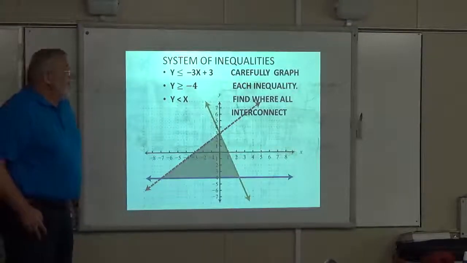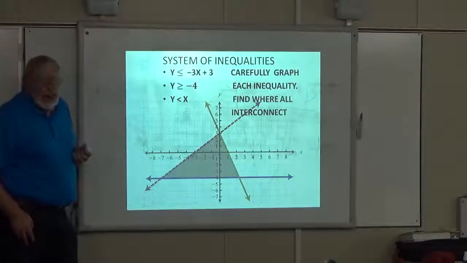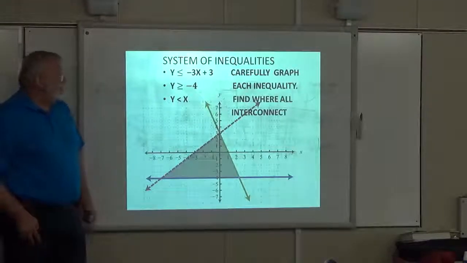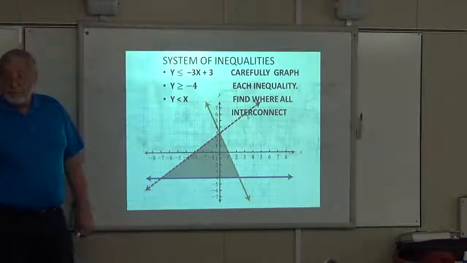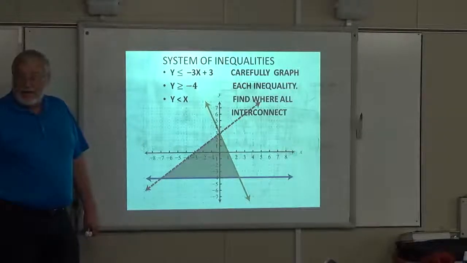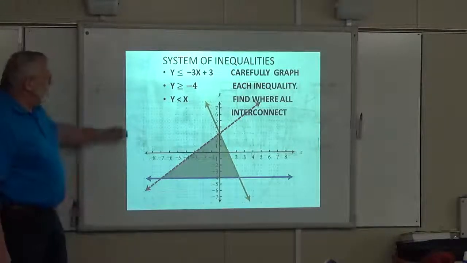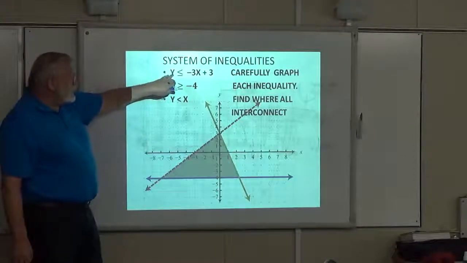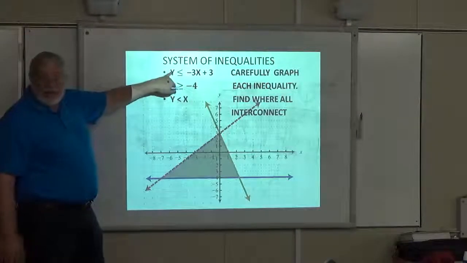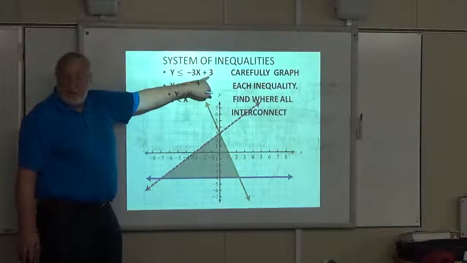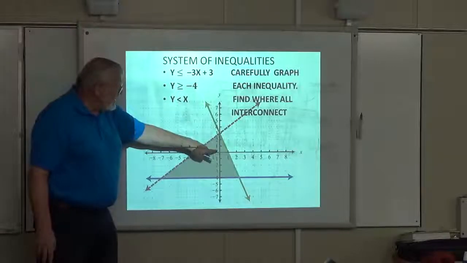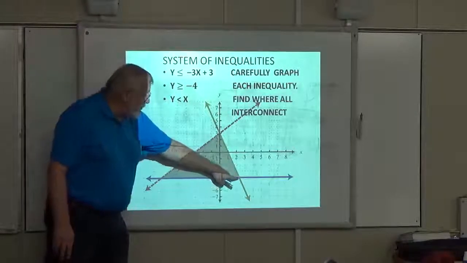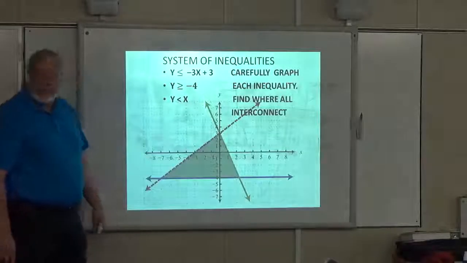All right. Third thing, or fifth thing, wherever we are. Systems of inequalities. Graph carefully each inequality and find where they all intersect. So this one says y equals. How do you plot this? You start with the 3, and then you're going down 3 over 1, down 3 over 1, and drawing the line.